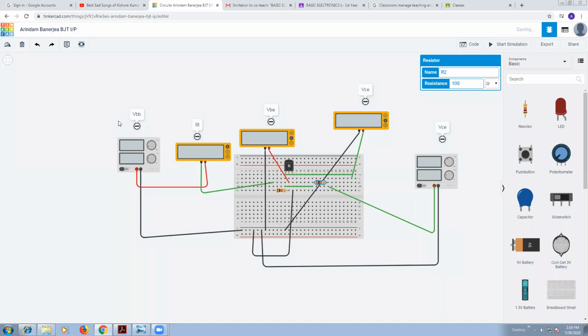Actually you have to submit this screenshot, and another thing, you have to write your name in this box, at the left corner above. As I have written, my name is Arindam Banerjee, BJT input. You have to write your name, section, and roll number. Okay, did everybody get it?